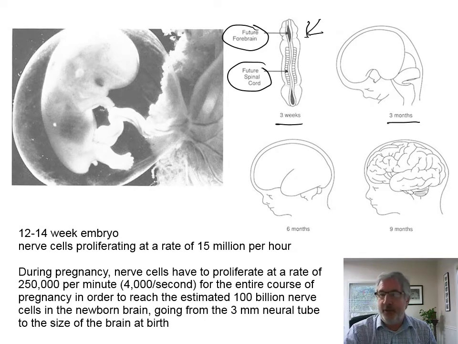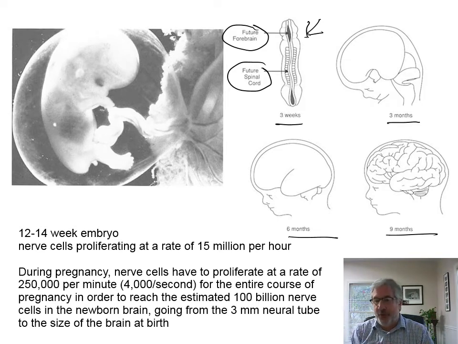So, and then you have at 6 months down here, and at 9 months you start seeing the little creases and folds that you normally associate with pictures of the brain that you guys have seen. Well, the thing I wanted to point out in this is that during pregnancy, nerve cells have to proliferate at a rate of like 250,000 per minute or 4,000 a second for the entire course of pregnancy in order to reach 100 billion nerve cells in 9 months. So you've gone from a 3 millimeter neural tube to the size of the brain we have at birth.